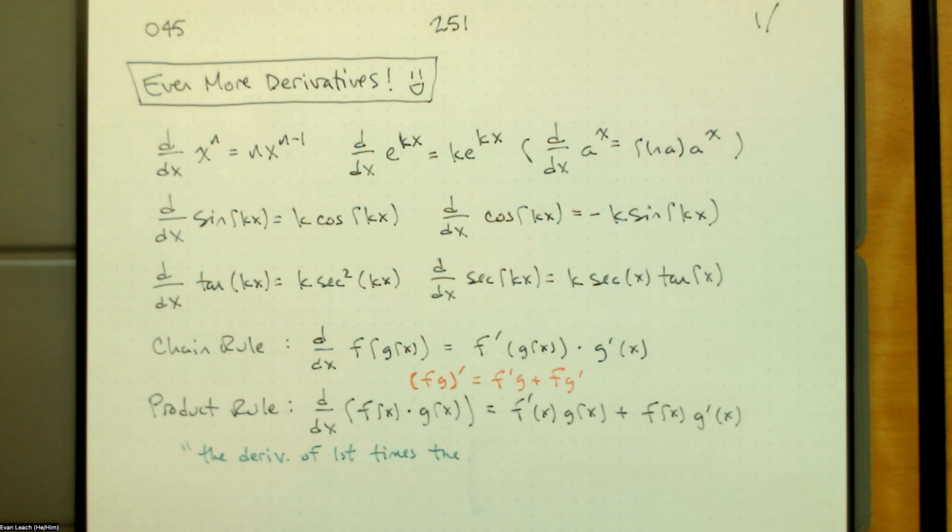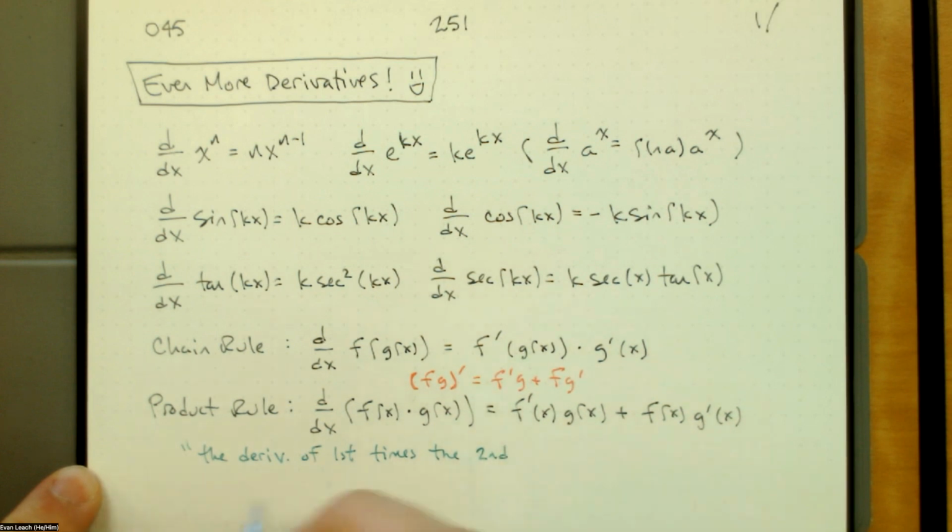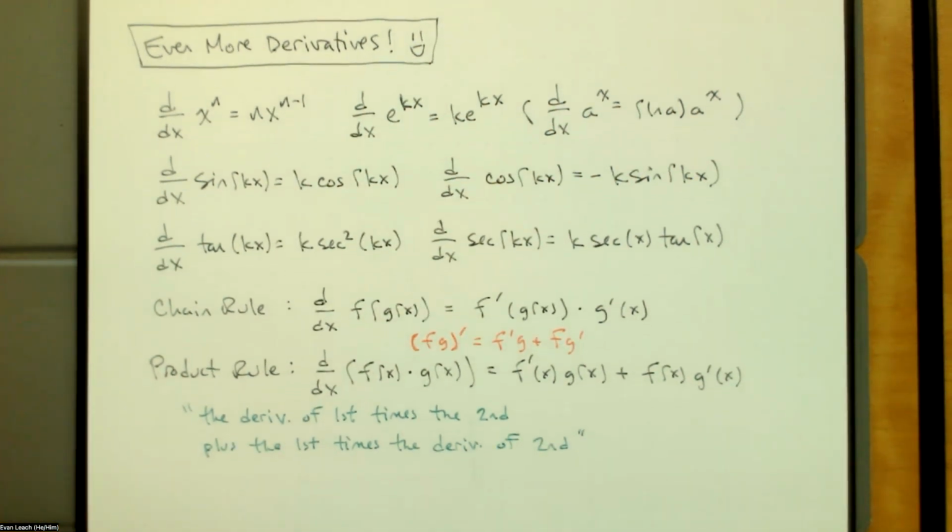The words that I like to use for the product rule is I say the derivative of the first times the second plus the first times the derivative of the second. Or the derivative of f times g plus f times the derivative of g. You've got to find a way that makes you do that thing. You've got to find the words that are going to make you remember this pattern.